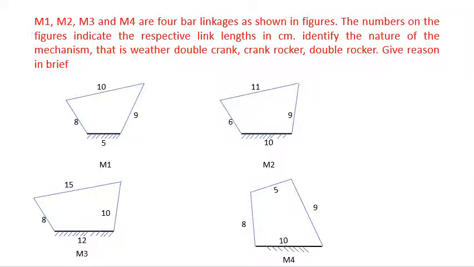Similarly, in case of M3, the link which is adjacent to the shortest link is fixed. Therefore, I will get the double rocker mechanism. None of the links make rotational motion. So the last one, M4, link number 10 is fixed. So what happens if we fix link number 10? I will get the crank rocker mechanism. So let us solve the problem.